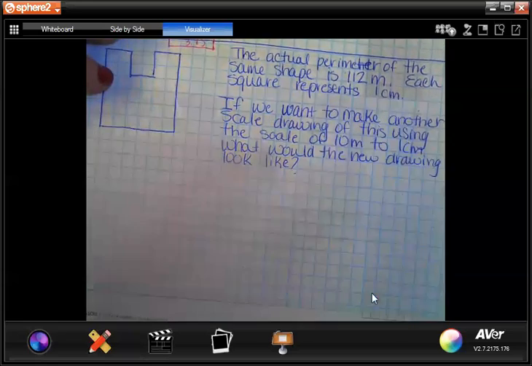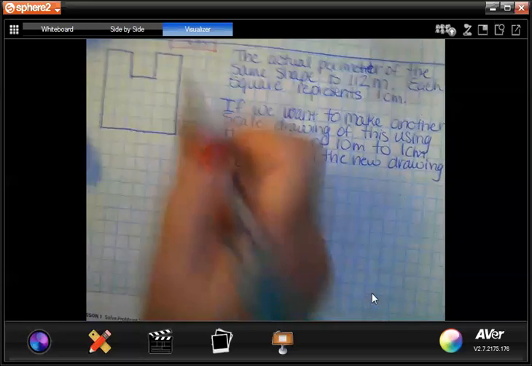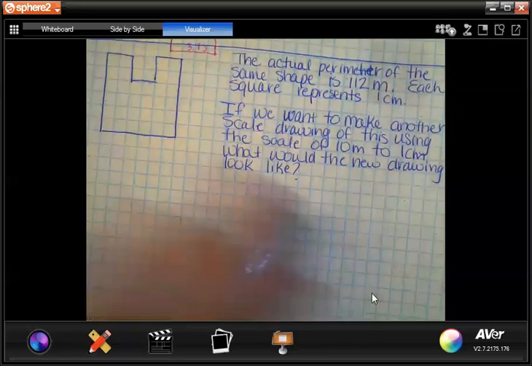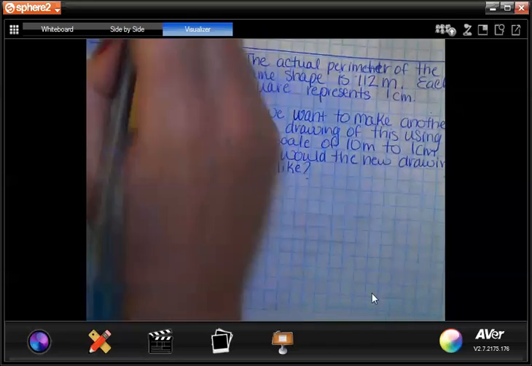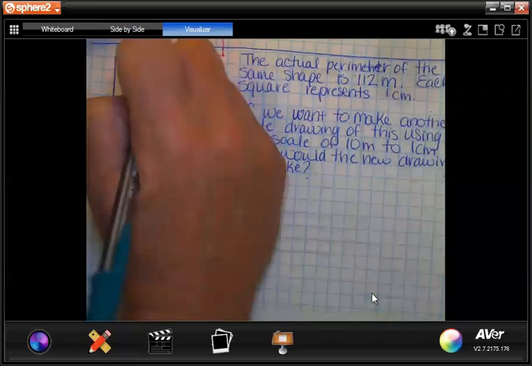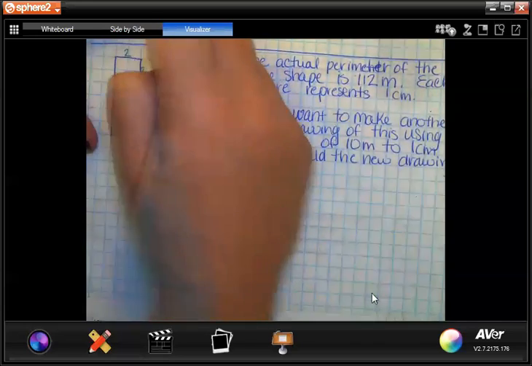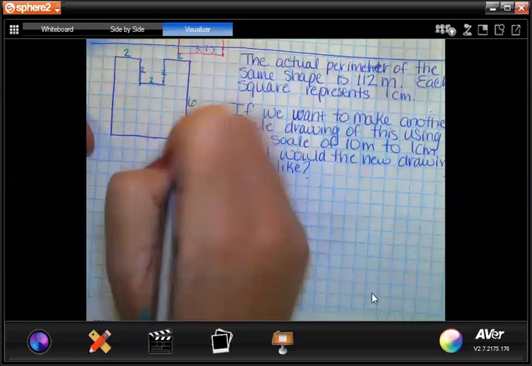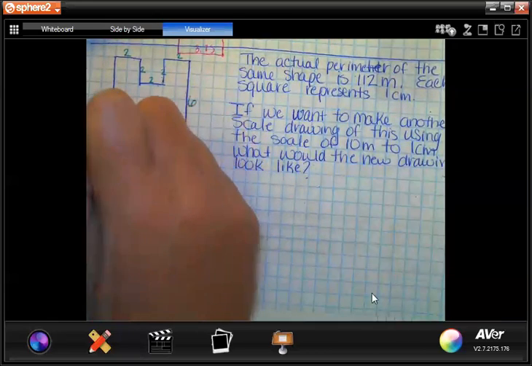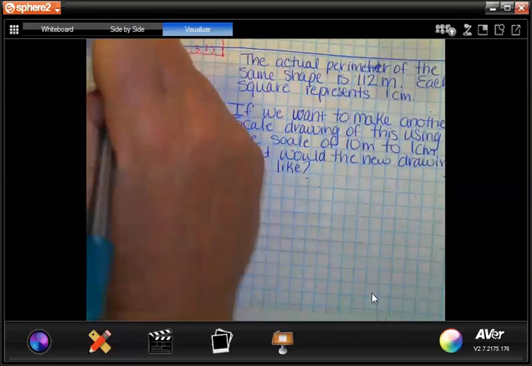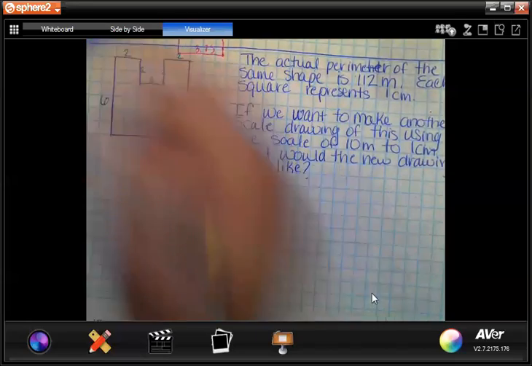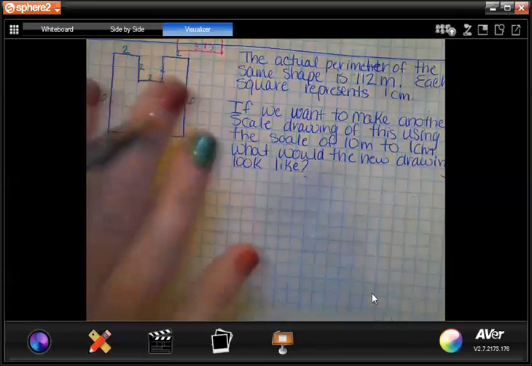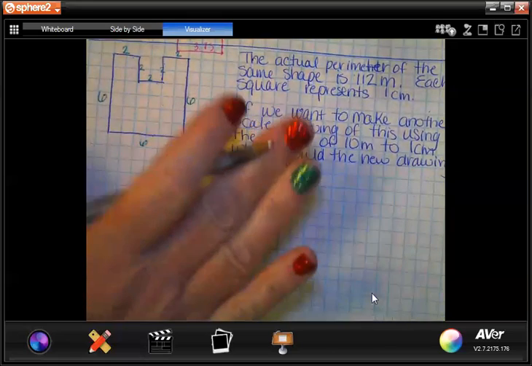All right. So if I know each one of these is 1 centimeter, let's go through and label all the sides. So this is 2, 2, 2, 2, 2, 1, 2, 3, 4, 5, 6. 1, 2, 3, 4, 5, 6. 1, 2, 3, 4, 5, 6. Okay, so those are the dimensions on the drawing.